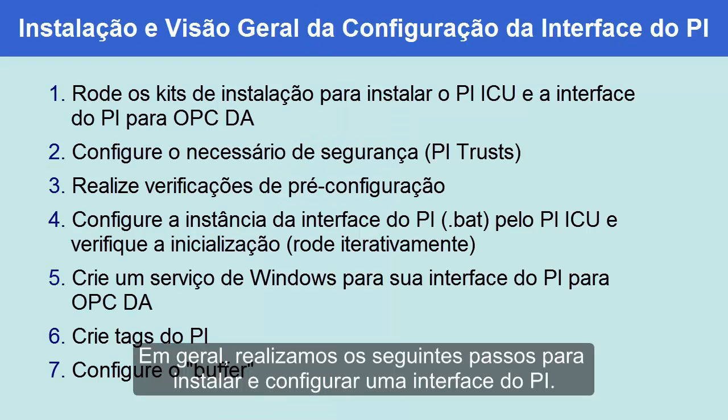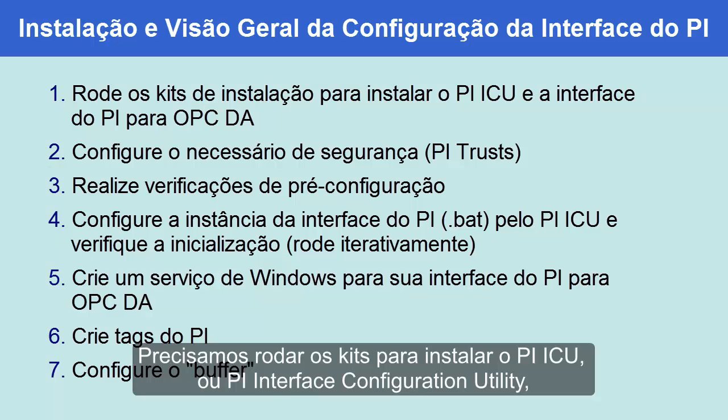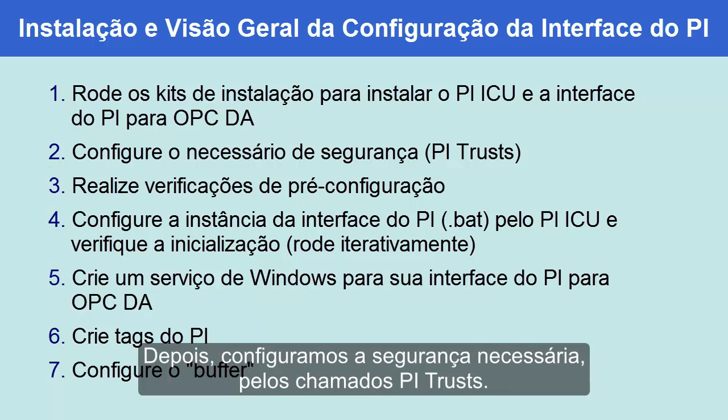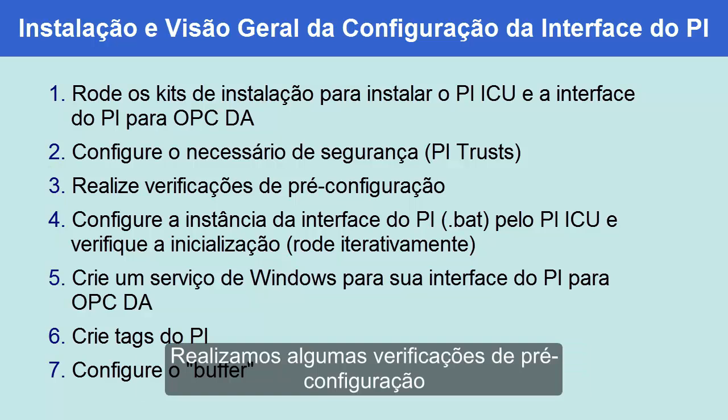In general, we perform the following steps to install and configure any PI Interface. We need to run the install kits to install the PI ICU, which stands for PI Interface Configuration Utility, and PI Interface. In this case, we installed PI Interface for OPC-DA. Then we set up the necessary security, namely PI Trust. We will perform some pre-configuration checks.